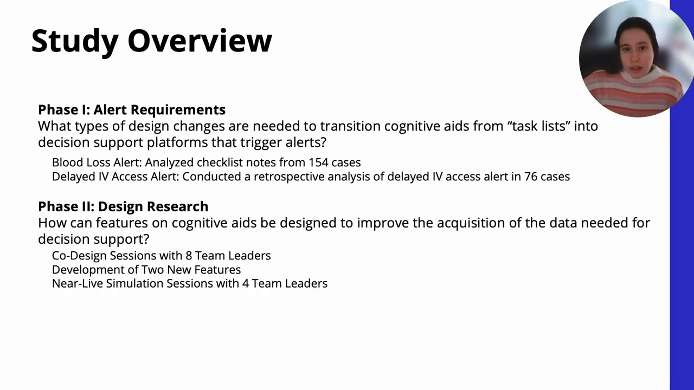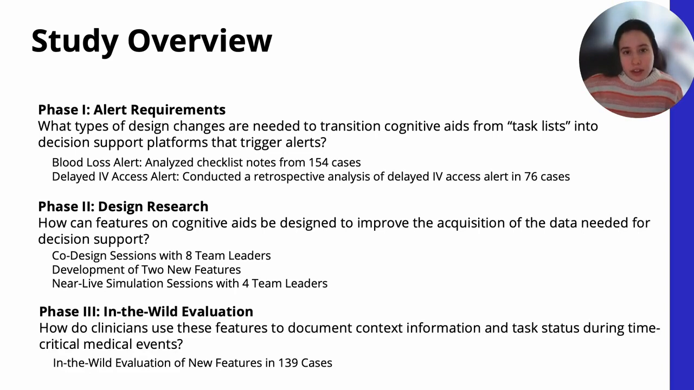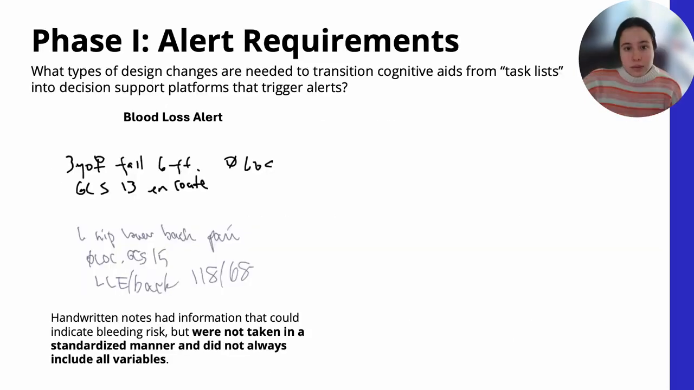In the second phase of the study, we conducted co-design sessions with 8 team leaders to design new features for the checklist to improve the acquisition of data needed for decision support. We used these findings to develop 2 new features for the checklist, which we refined through near-live simulation sessions with team leaders. We then released these features on the digital checklist at the hospital, studying how clinicians use the features to document context information and task status during 139 resuscitations.